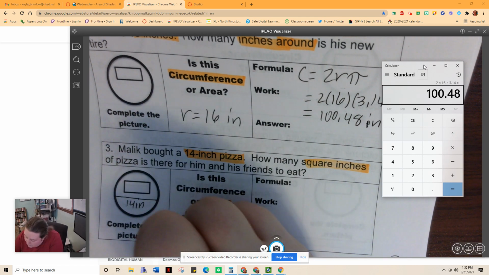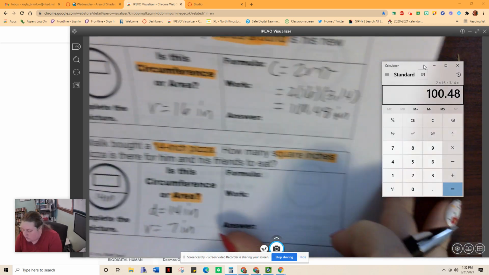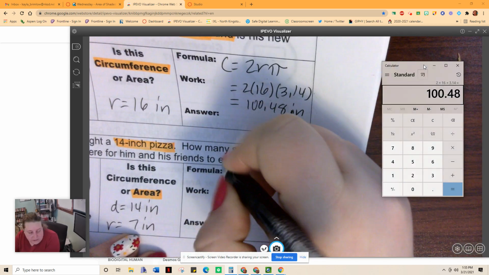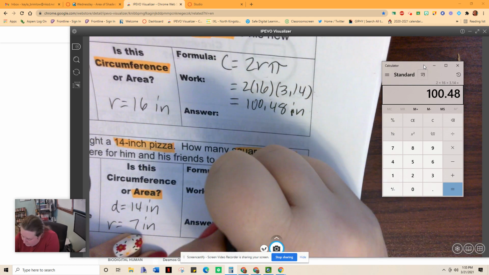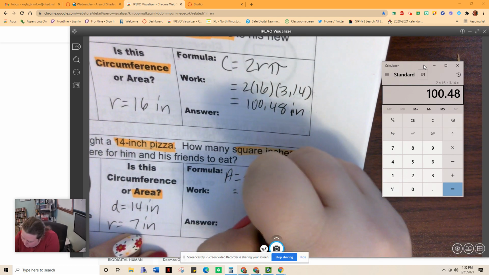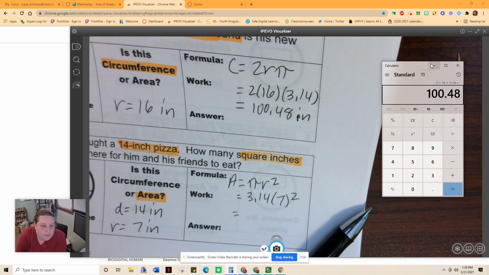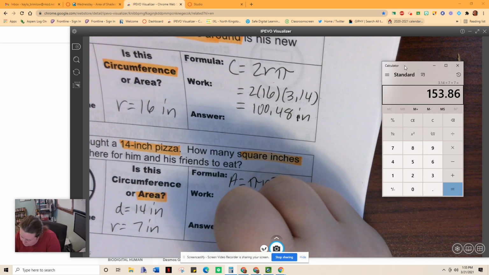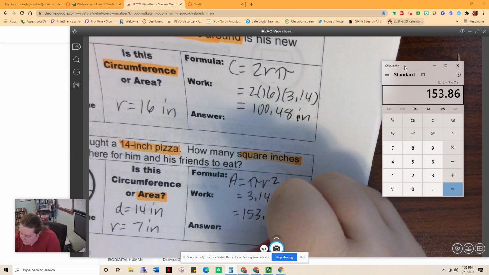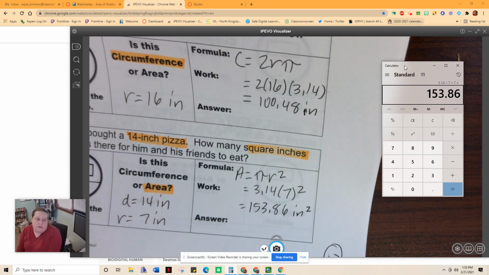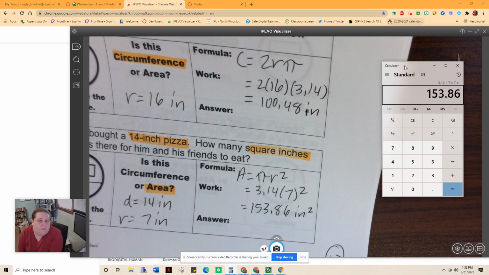However, when we're working with area, we need radius. So that would be 7 inches. Okay. So area is pi times radius squared. 3.14 times 7 squared. So this is going to be pi times 7 again, which is 153.86 inches squared. So in this unit, I need to square it because we're talking about the space of the pizza, the area it occupies.